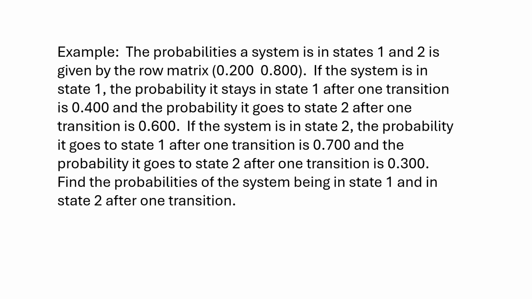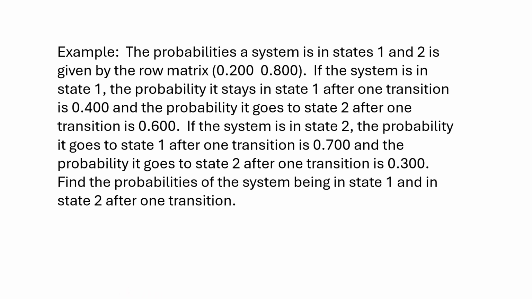If the system is in state 1, the probability it stays in state 1 in one transition is 0.4, and the probability it goes to state 2 in one transition is 0.6. If the system is in state 2, the probability it goes to state 1 in one transition is 0.7, and the probability it goes back into state 2 in one transition is 0.3. Find the probabilities of the system being in states 1 and 2 after one transition.